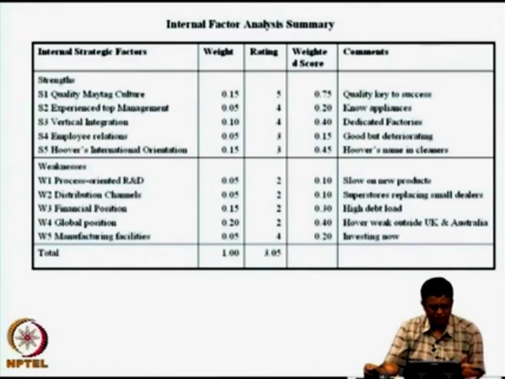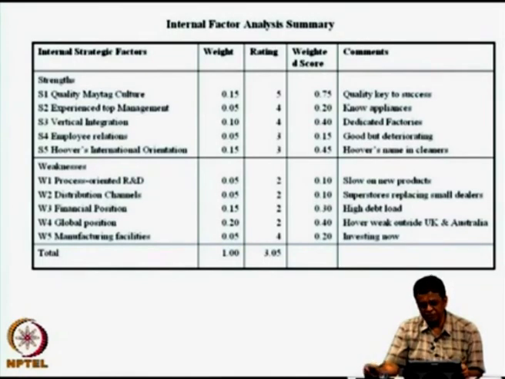So, this is the way it is working. If you really see, they take the last weakness, manufacturing facilities, given a rating of 0.05. The company gets a rating of 4, which means it has very good manufacturing facilities. The weighted score the company gets is 0.20, and what is the comment that is coming in?